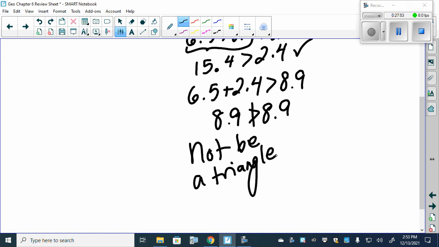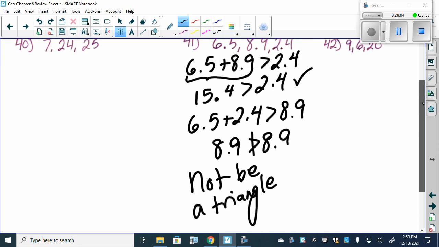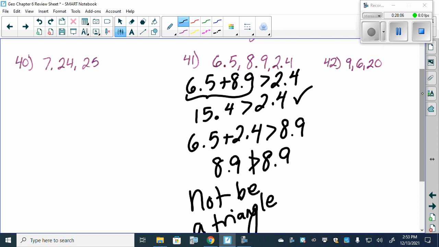Because if one of these three fail, if one of the setups where two of the sides added together is not bigger than the third, then it's not a triangle. Any other questions on 40 or 42?